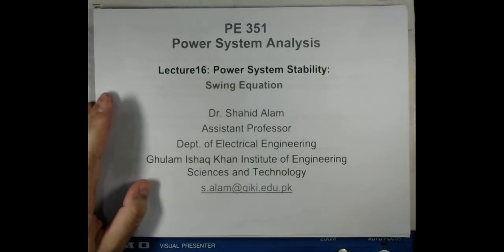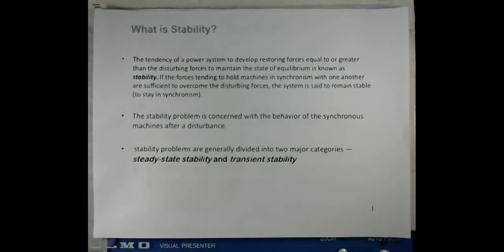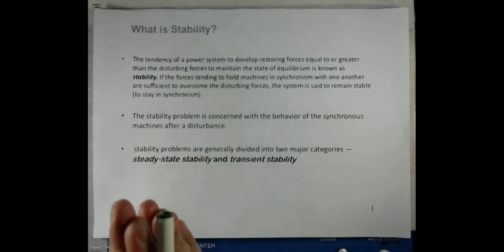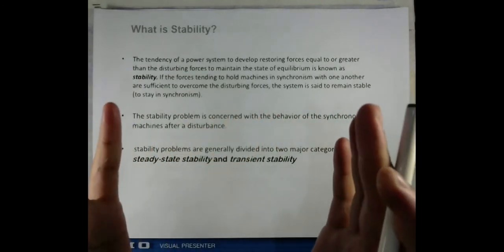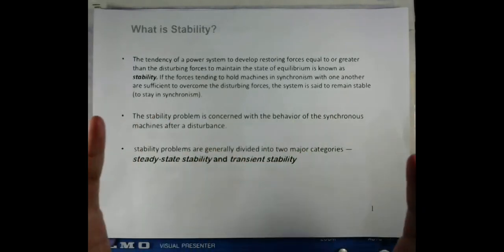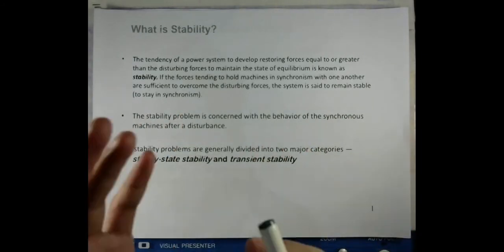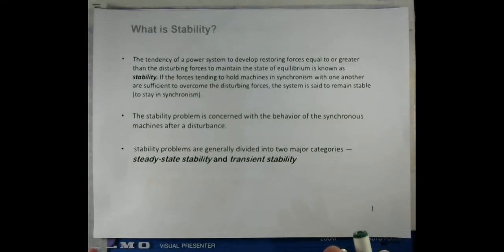So we started the discussion with the point that stability analysis is important because power systems can be exposed to, or subjected to, different types of disturbances, where the disturbance can be, let's say, of a small magnitude or of a large magnitude. That's why the stability analysis is mainly characterized into two types. One is the steady state stability and the other is the transient stability.